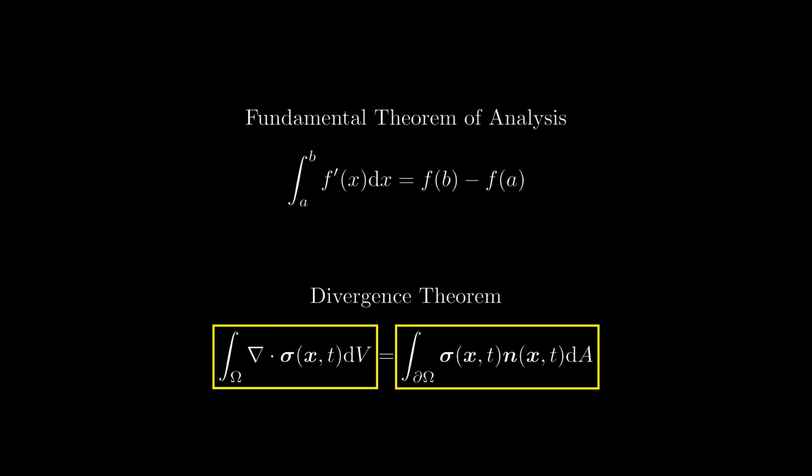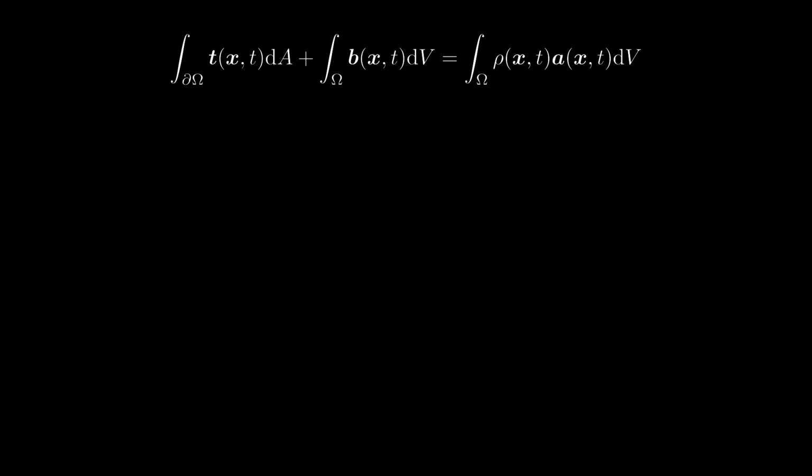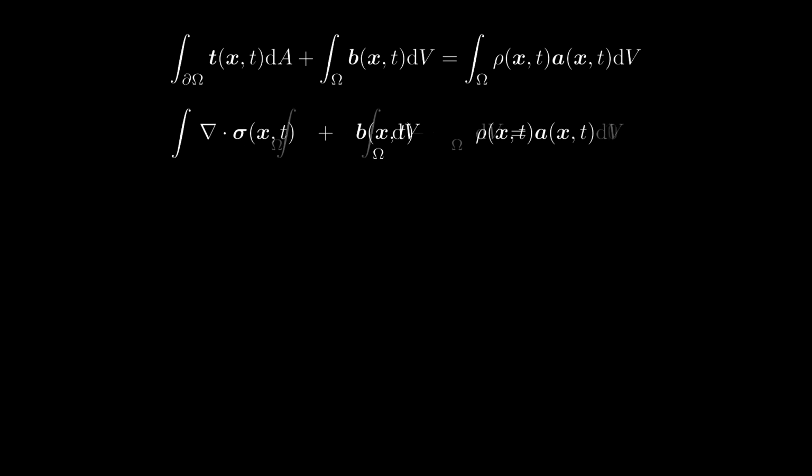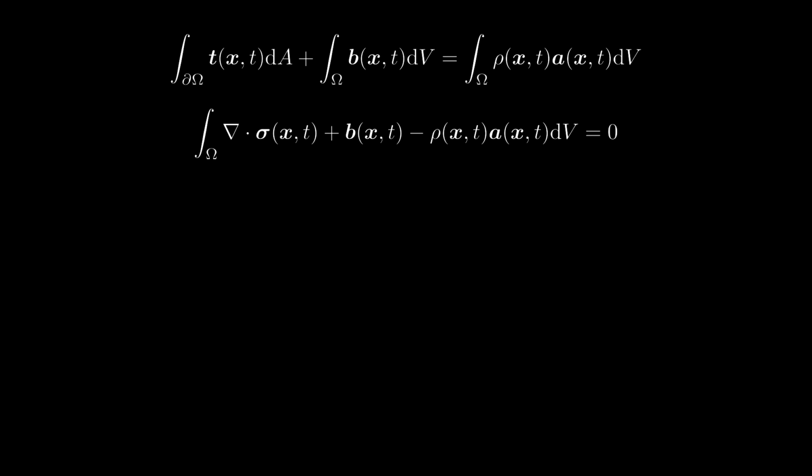But for now, let's move on with the balance of linear momentum. Let's substitute the divergence theorem into the balance of linear momentum. We observed that the resulting equation contains only volume integrals and no surface integral anymore. We can group all integrands of the volume integrals together to obtain one volume integral that must be 0.